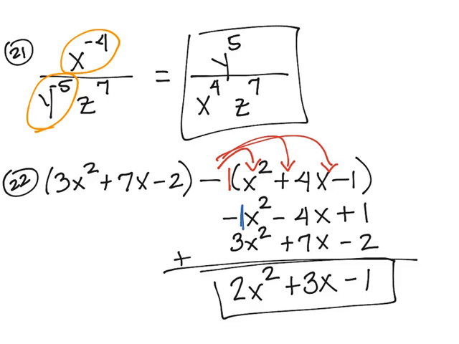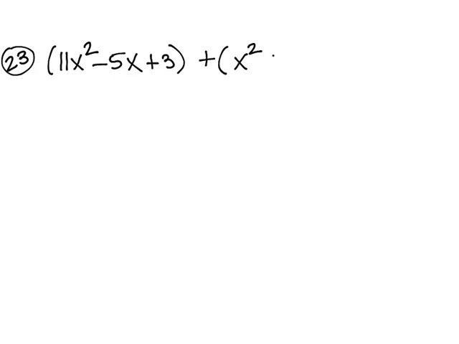Now 23. 23 is just like 22, except it's a plus sign. So you don't have to change anything. You just need to combine it as it is. Does that make sense? You have in the first parenthesis 11x squared minus 5x plus 3, plus x squared plus 5x minus 4. So if you want to put it underneath one another, it doesn't matter. But don't change anybody's sign. They stay like they are.